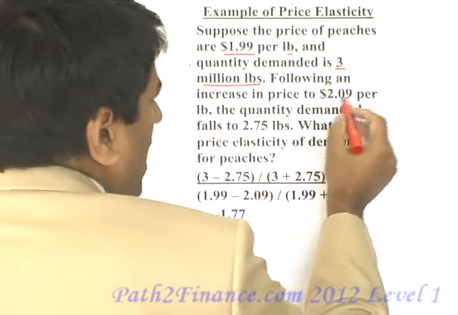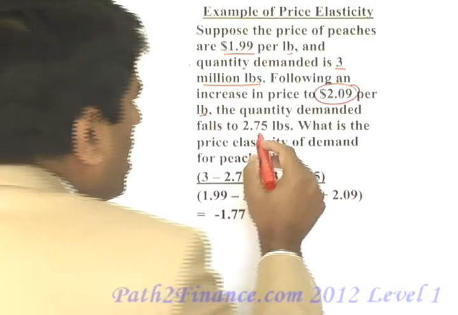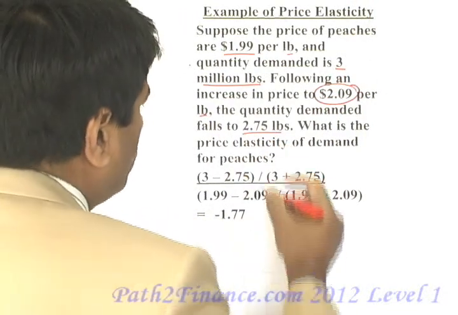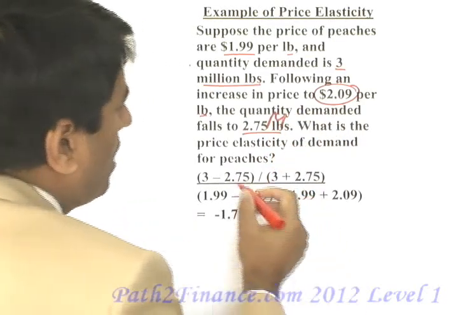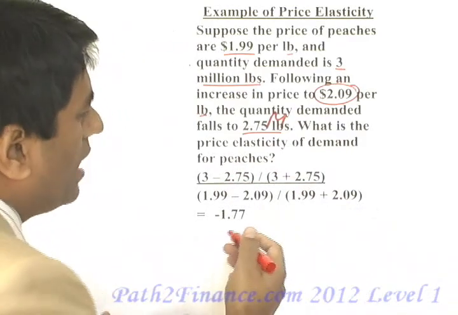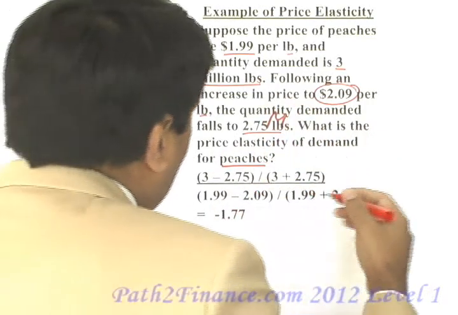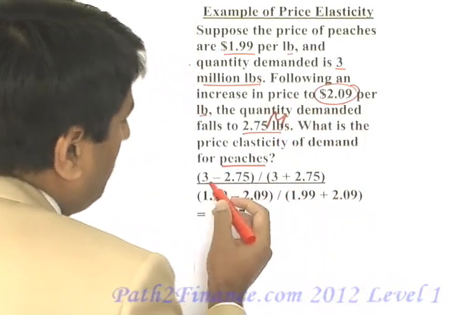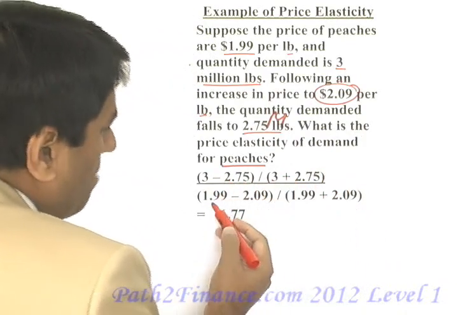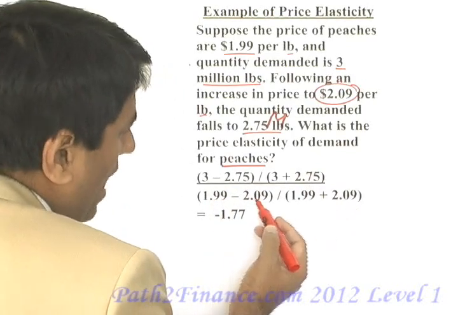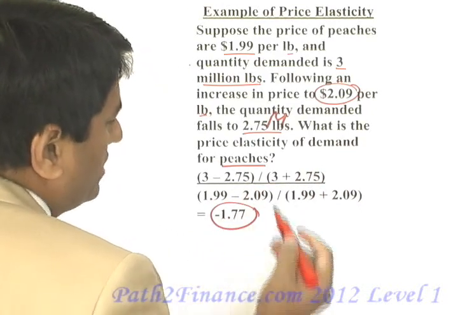Now suppose there is an increase in price to $2.09 per pound and the quantity demanded falls to 2.75 million pounds. So the question is, what is the price elasticity of demand for peaches? And the answer from the equation that we had in the previous slide will be 3 minus 2.75 divided by 3 plus 2.75 divided by the change in price divided by average price, and it turns out to be minus 1.77.